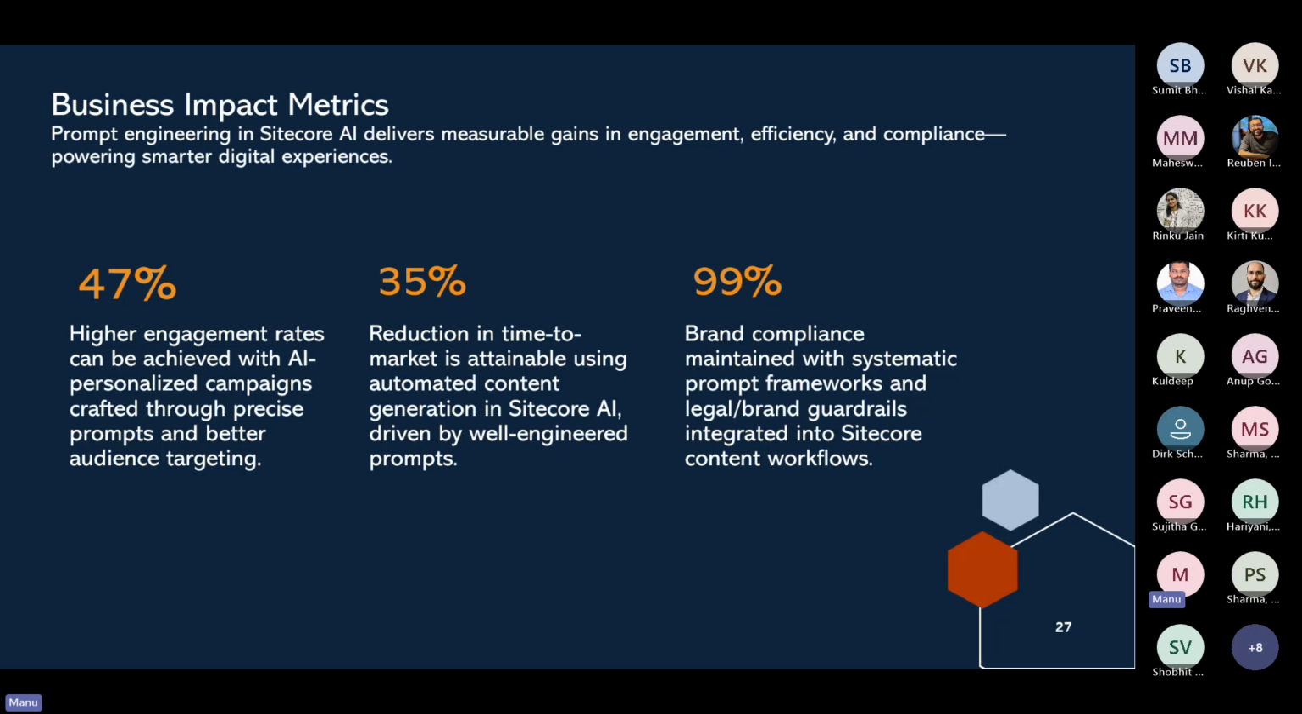Then 99% brand compliance. That means whatever we are generating, we know it adheres to our brand, because we have already given the context. If you are generating something based on files, documents, Word documents, PDFs, it will be under compliance, because the AI is already smart. It will not go beyond that.